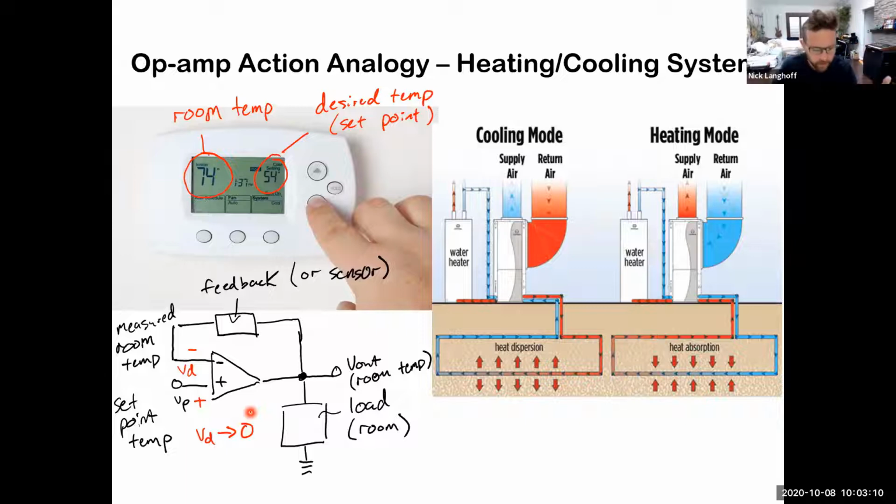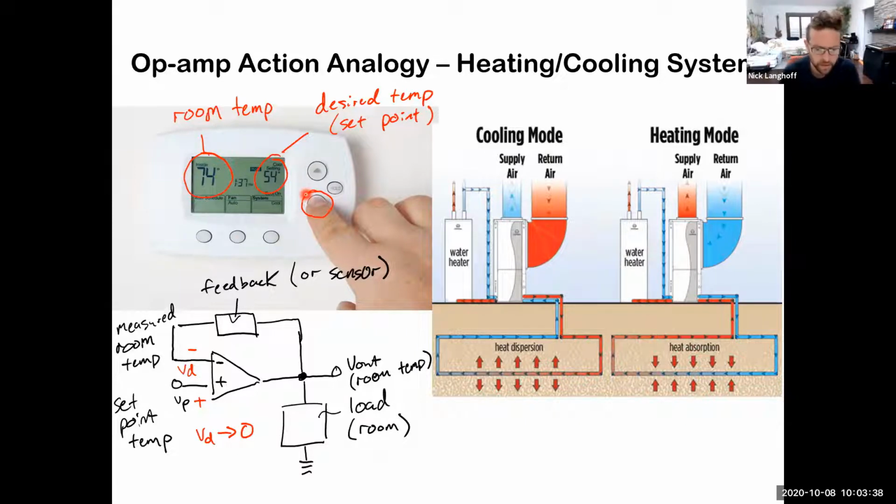So if we set it, on this diagram up here, the room temperature is 74 degrees, and it looks like this person who's pushed the down button is trying to cool the room. At least in this snapshot, it looks like they're trying to bring the temperature down to 54 degrees.